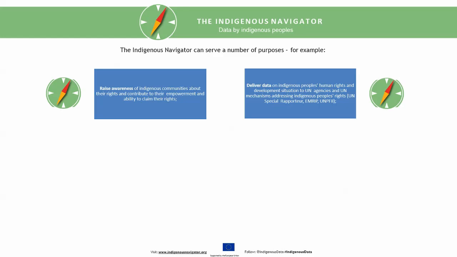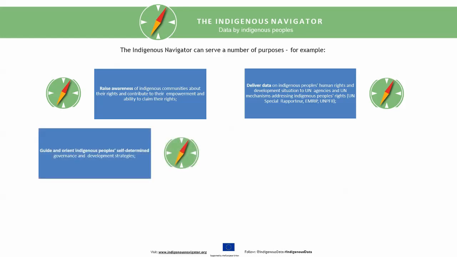It can also deliver data on Indigenous peoples' human rights and development situation to UN agencies and UN mechanisms addressing Indigenous peoples' rights, the UN Special Rapporteur on Indigenous Rights, the MRIP process, and the UN Permanent Forum for Indigenous Issues. The Indigenous Navigator's data can also guide and orient Indigenous peoples' self-determined governance and development strategies.